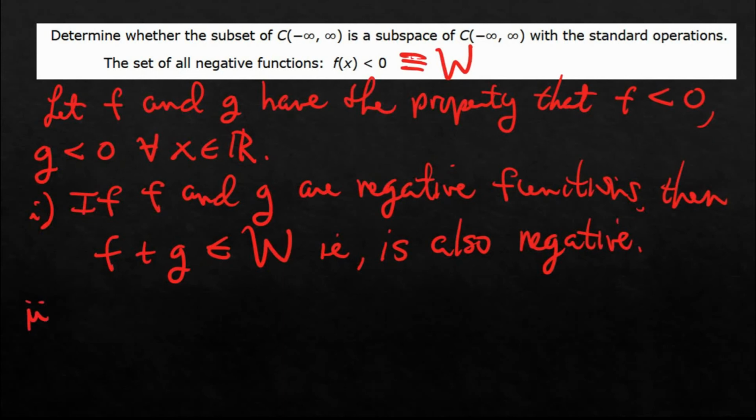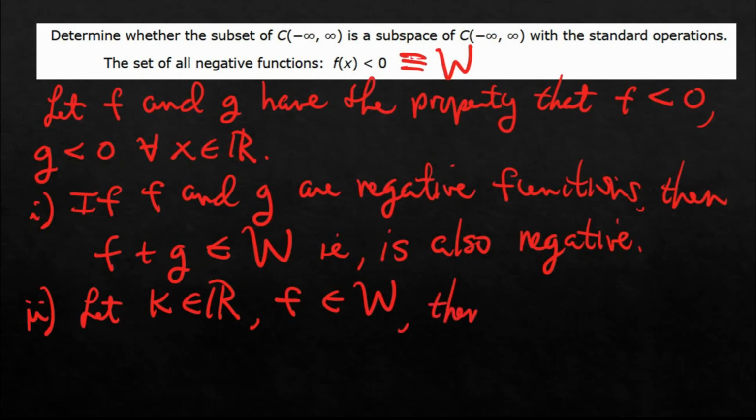Now the second one fails. So let k be a real number, a scalar, and f is in W. W is defined as the set of all negative functions. Then k times f may not necessarily be in the set.